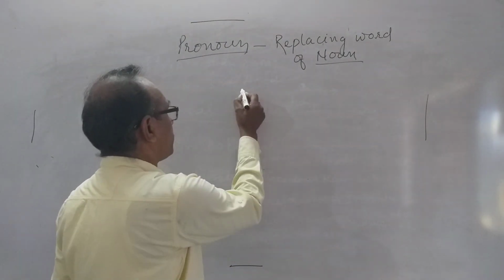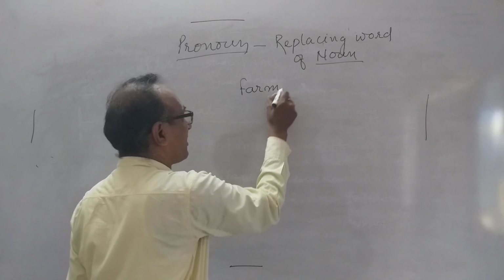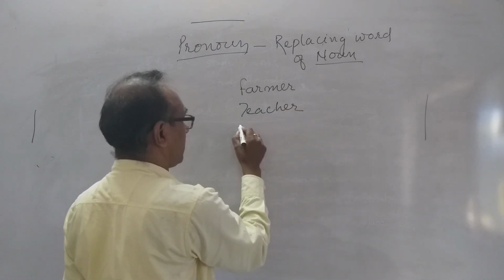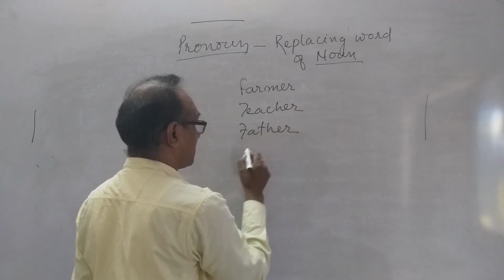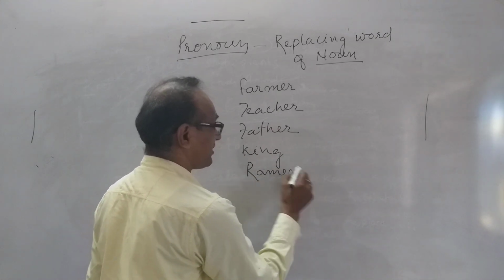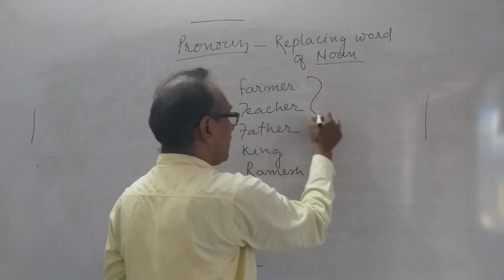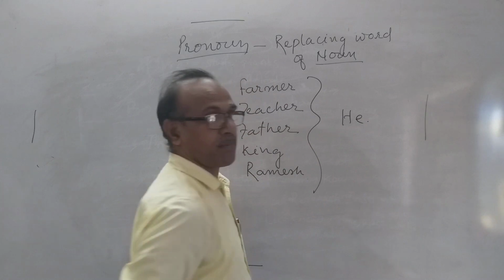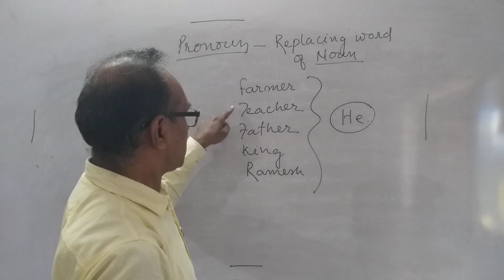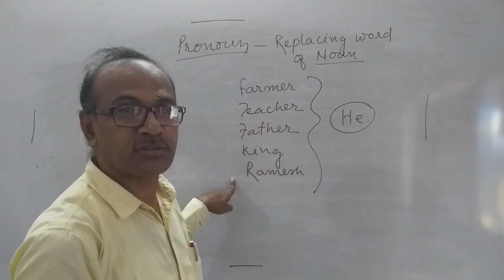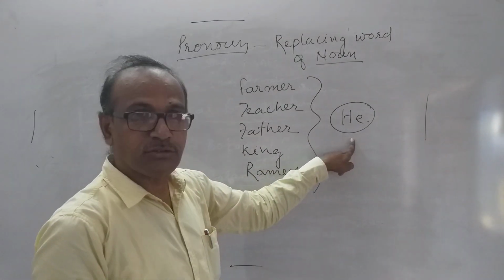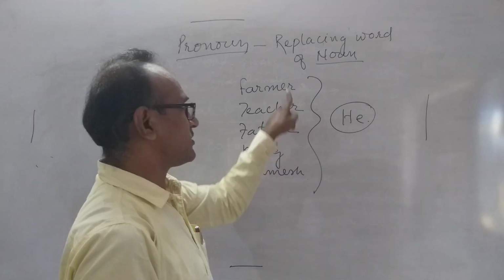Let us see. So if I write farmer, teacher, father, king, Ramesh, for all these we use he. So this is the common word we use in place of any of these nouns. Okay? All masculine nouns can use he, and he represents all these.